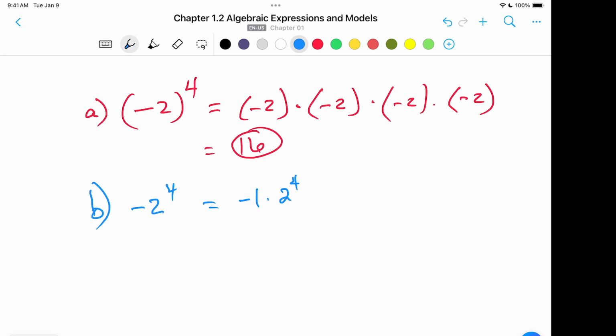That's the same thing. And so that becomes negative 1 times 2 times 2 times 2 times 2. 4 2's. That equals 16 times negative 1. That equals negative 16. It works very differently whenever you're dealing with parentheses. You've got to follow the parentheses first. That's always important. Okay.